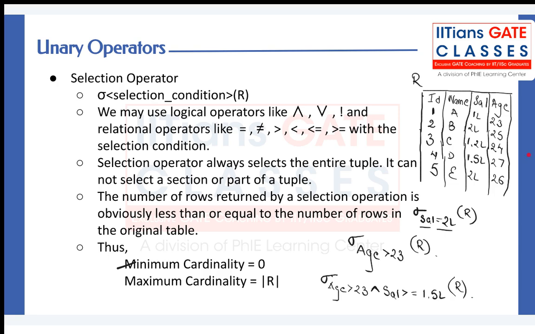You will also have to keep in mind the minimum cardinality and maximum cardinality. If you also give other exams apart from GATE, one of their favorite questions is this only: what is the minimum number of elements you can get? Zero. So can anyone give me an example query, given this table, where you will get 0 rows? Any example query, anyone? Where you will get 0 rows?